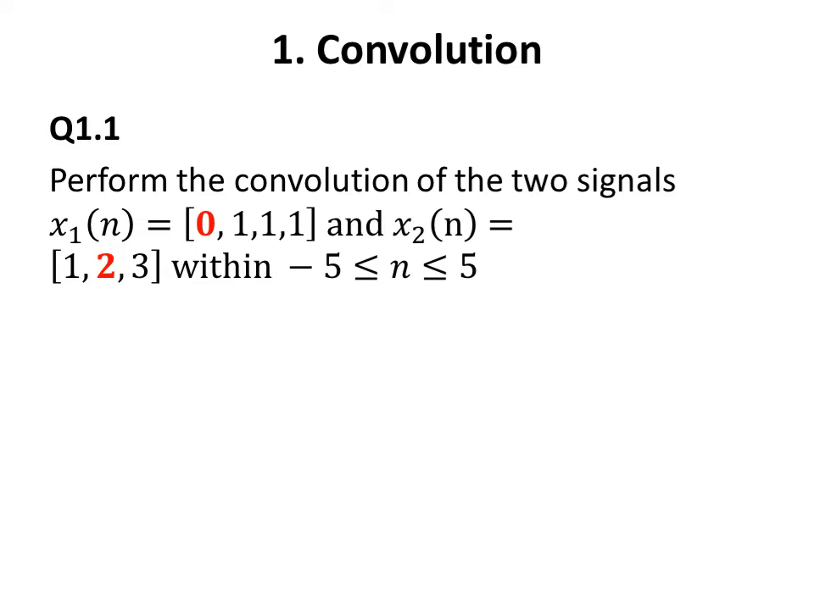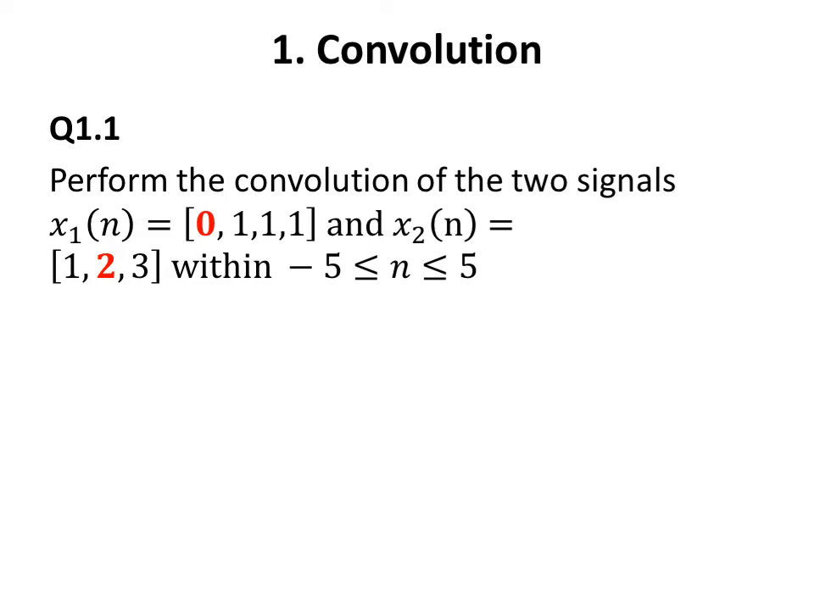Perform the convolution of the two signals. x1[n] is 0 1 1 1, where the red value is at n equals 0. x2[n] is 1 2 3, where 2 is the value at n equals 0. Then you have to perform the convolution within n equals -5 to n equals +5.